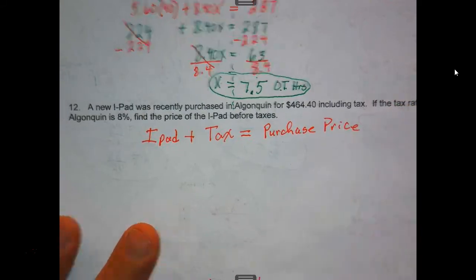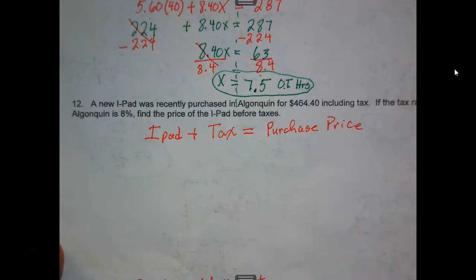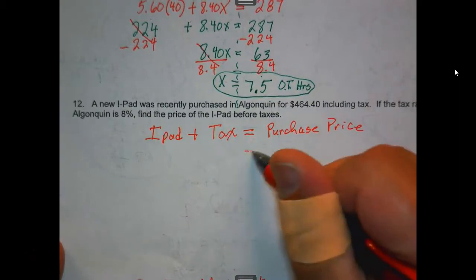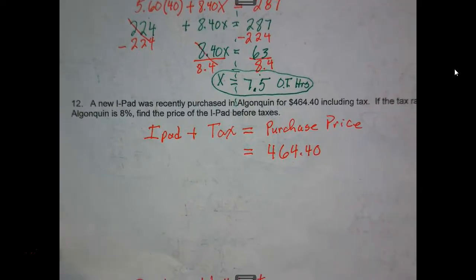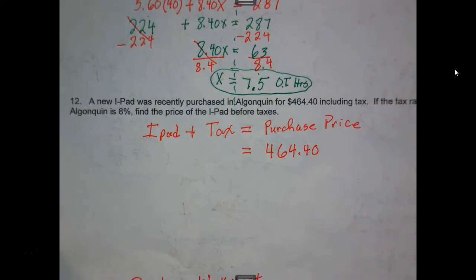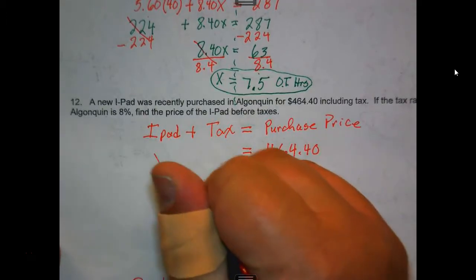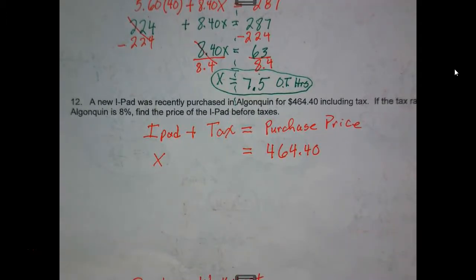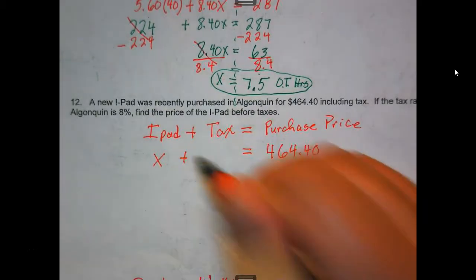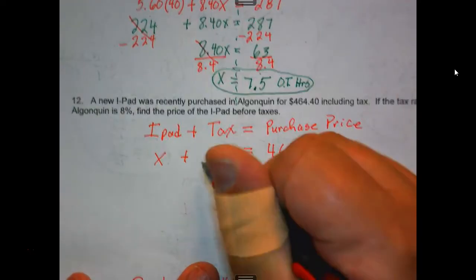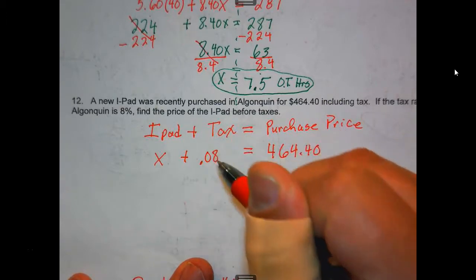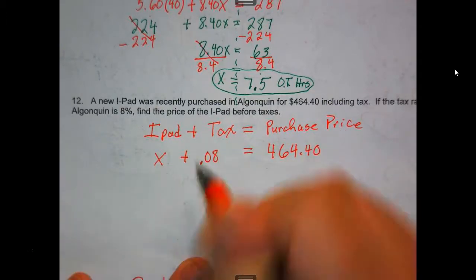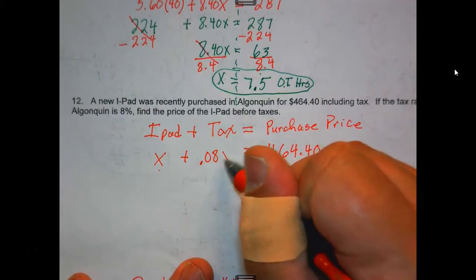Okay, how much was the iPad? Nope, that was the purchase price, right? We don't know what the price of the iPad was, right? So we're going to have to call that X. We're going to have to let X equal the cost of the iPad. Now we have to add in the tax. What's our interest rate? 0.08 of the price of the iPad, right? We're letting X equal the price of the iPad, so it's 0.08X.